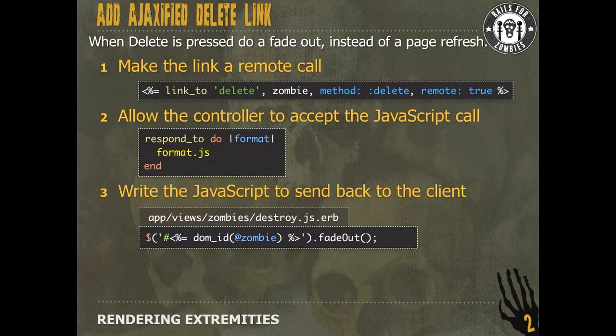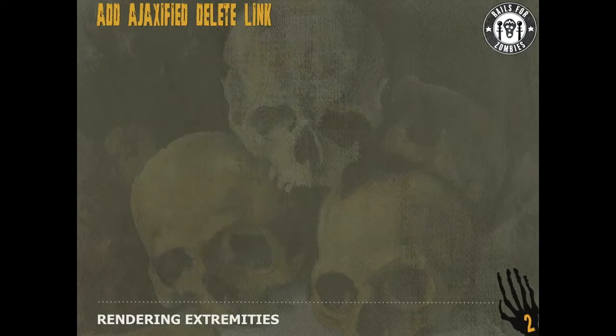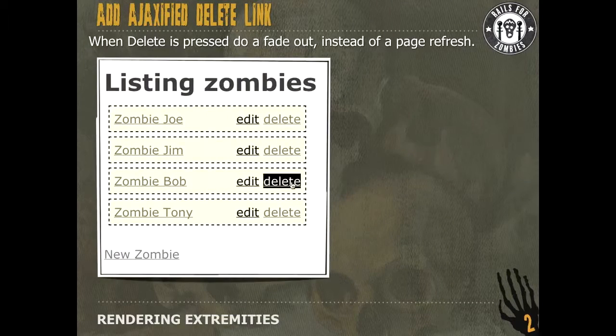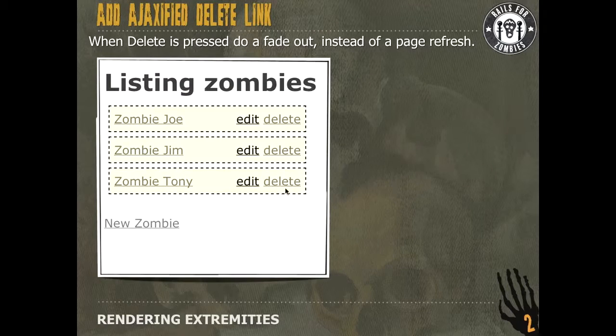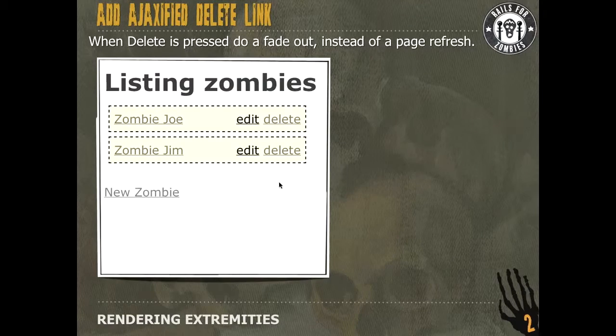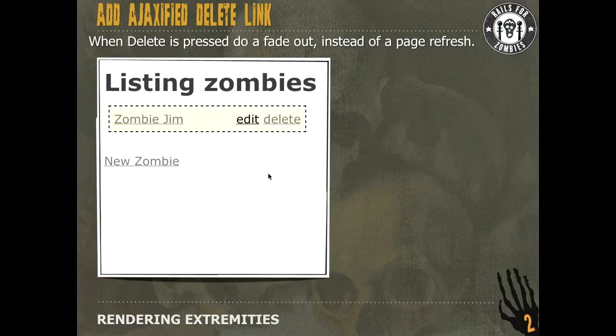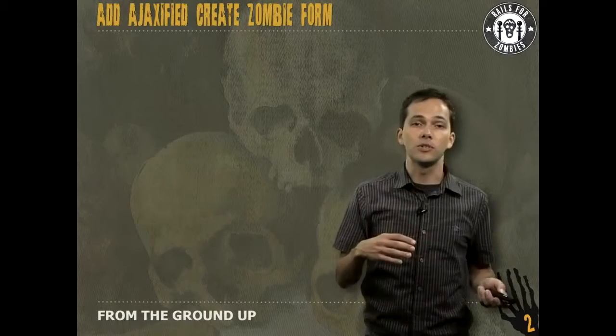Let's go ahead and take a look at what this view looks like. So here's a little screencast. We hit delete and it fades out. We can hit delete on Tony, it fades out, and let's do one more. Delete and it fades out. Pretty cool. So we can destroy zombies using Ajax.